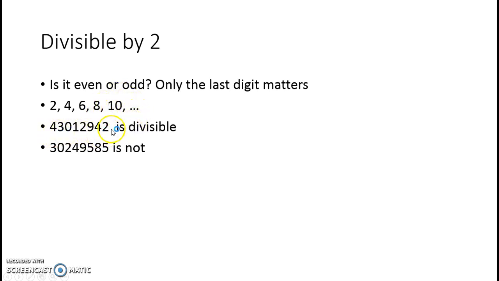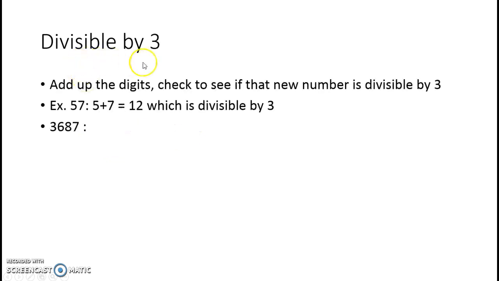So for example, this really large number, 43,012,942, is divisible by 2. We don't even have to check, just because we can look at that 2 at the end. However, 30,249,585 is not divisible by 2 because the 5 at the end makes it odd, and so it's not divisible by 2.